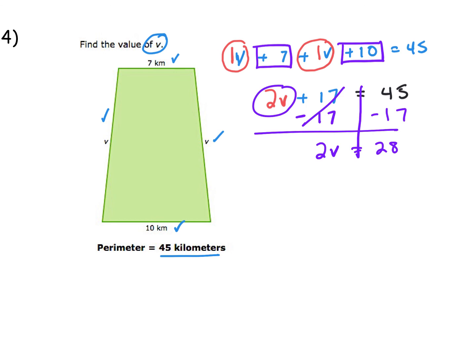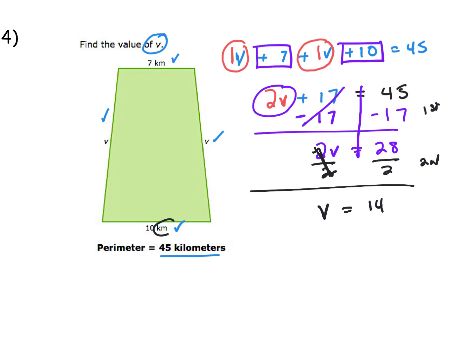Now I want to eliminate 2, and it's hooked together with the v through multiplication. Side by side is multiplied. So to undo that, we're going to divide by 2, but we have to do it on both sides of the equation. So this is our first step. This is our second step. So this is a 2-step equation. We've eliminated the 2 because 2 divided by 2 is 1, and 1 times v is v. 28 divided by 2 is 14.